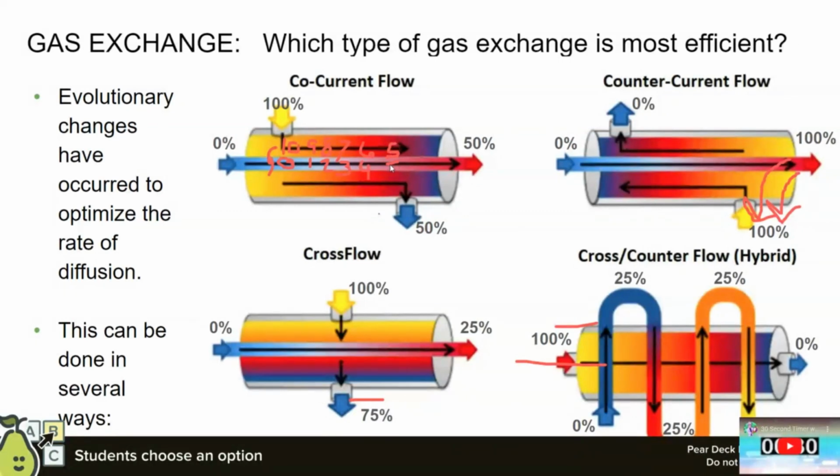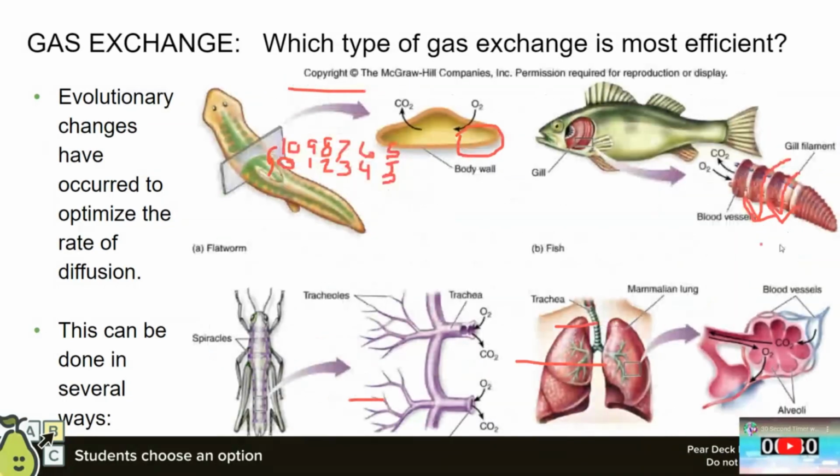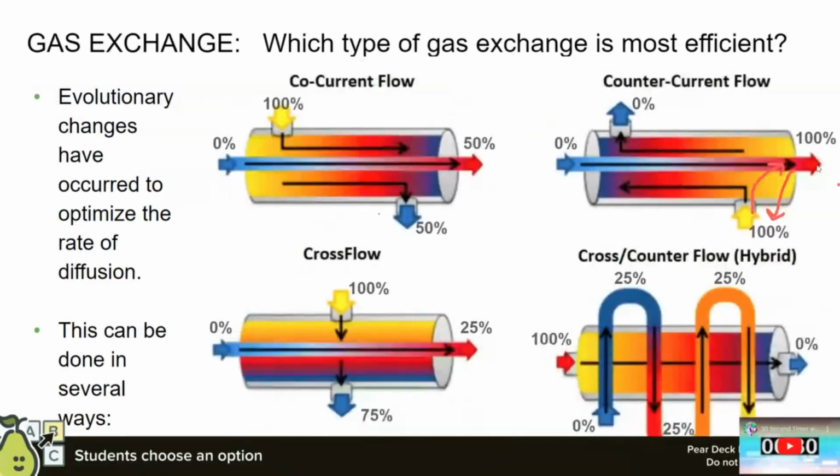So it turns out that once I get to about 50%, then we've reached equilibrium and we can't get any higher. So co-current flow can get us to about 50% oxygenation level, which is pretty decent. But let's look back at our gills here. What actually happens is that the water is not flowing the same direction. The blood is flowing this direction, but the water is flowing this way. So it's actually counter current flow.